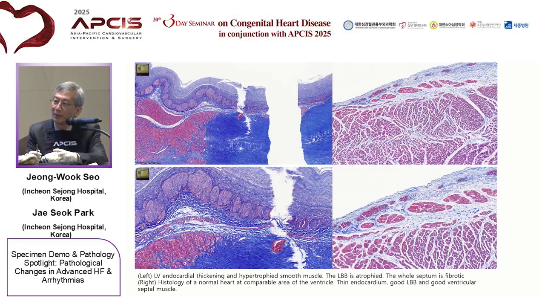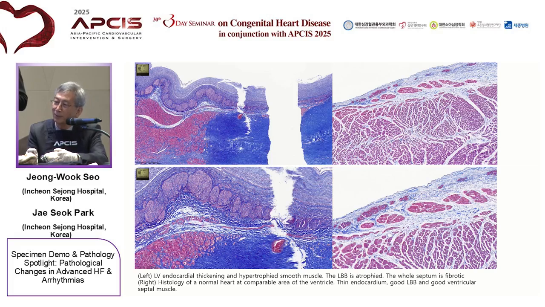Next slide, please. If I close up, on the left side is this patient, and the right side is normal histology of a similar area. On the left side, in addition to thickening and fibrosis of the endocardium, we are also seeing subendocardial smooth muscle, not cardiac muscle, crumbled on the surface. And just below that, there is a thin layer of left bundle branch area.